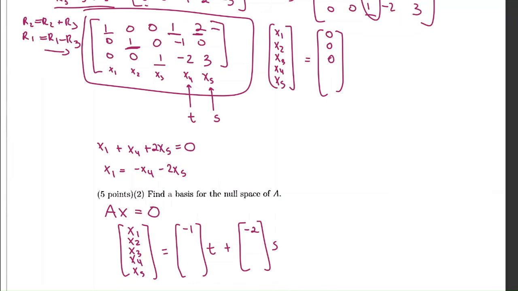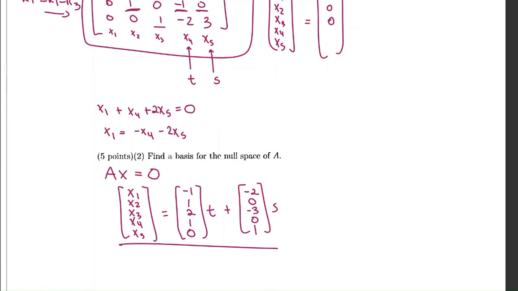And then for x2, the same thing happens, right? I'm going to move this to the other side, so that means I have 1 times t plus 0 times s, because there's 0 here. And then I'll do the same for x3, which gives me 2 and negative 3. And then x4 is t, so that just means x4 equals t, and then plus 0s. Then same thing for x5, but it's only s and no t. So this is a description of the solution for the null space.